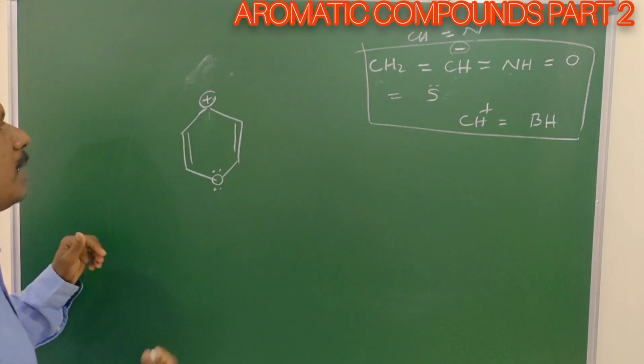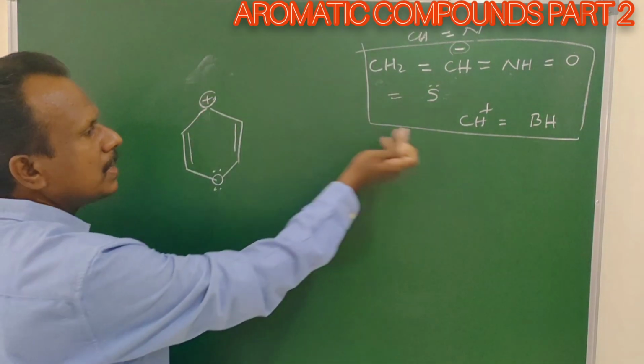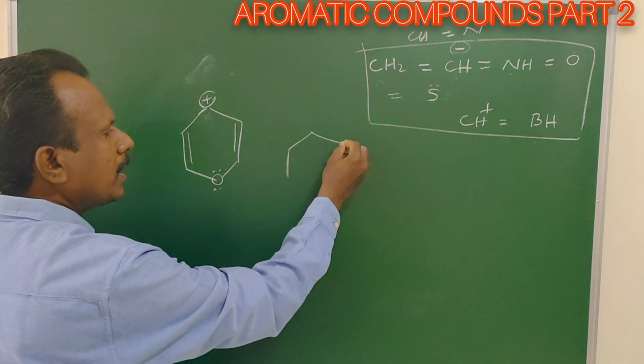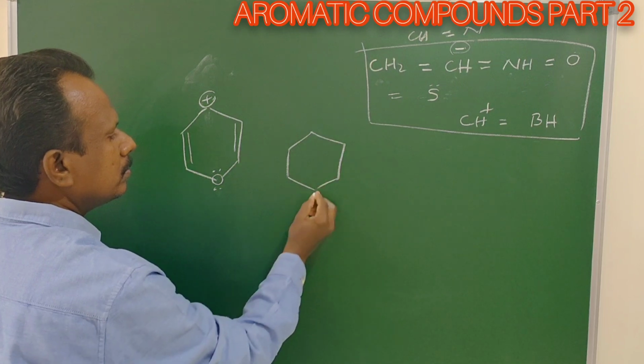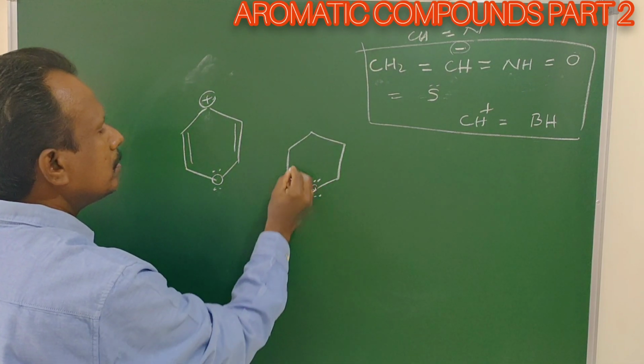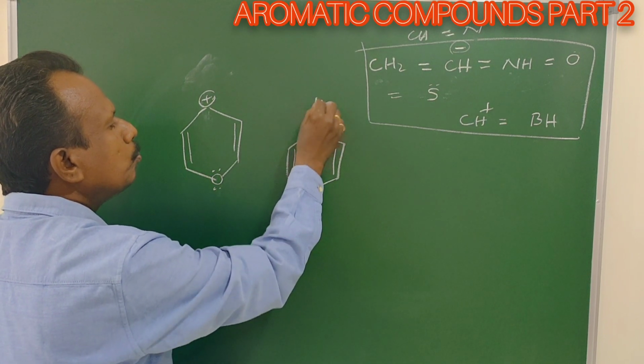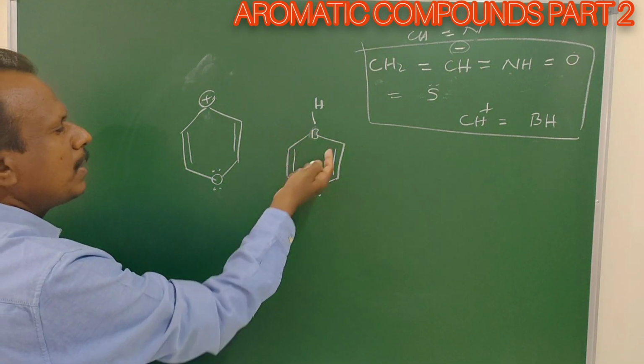It is an aromatic compound. Here CH plus is replaced by BH. We have another type of aromatic compound. Here BH, boron has an empty orbital. What is the hybridization of boron?